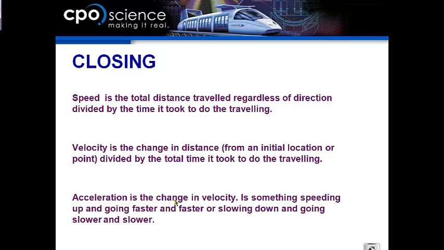So in closing, speed is the total distance you travel, all added together no matter what direction you go in, divided by the amount of time it took. Velocity is the change in distance you went from your starting point. So it doesn't matter what directions you drive in, it's how far you end up from your starting point, divided by the total time it took. Acceleration is a change in velocity. It's how fast you're going at the end minus how fast you're going at the beginning divided by the time it took. So it's either speeding up or slowing down.